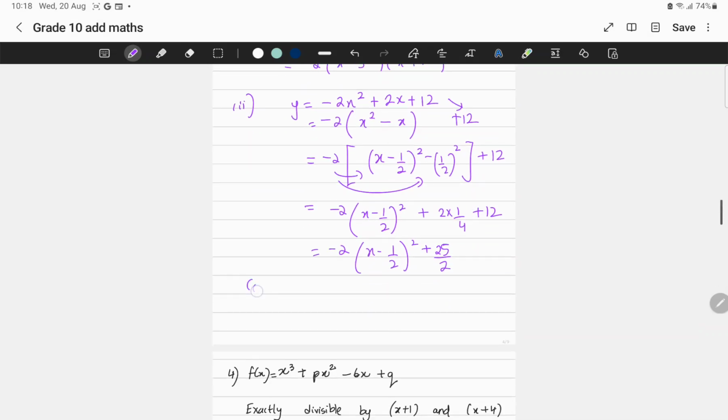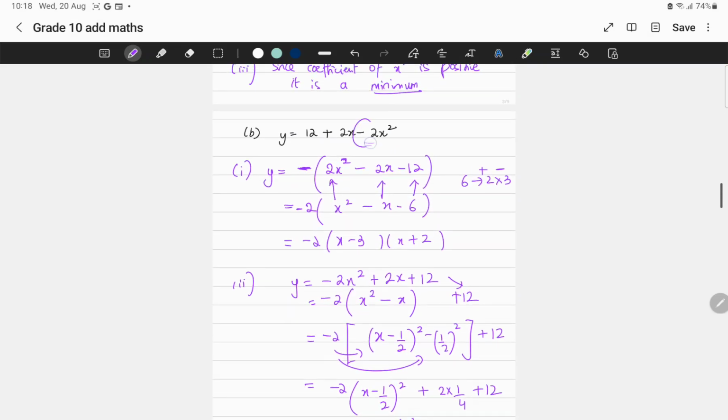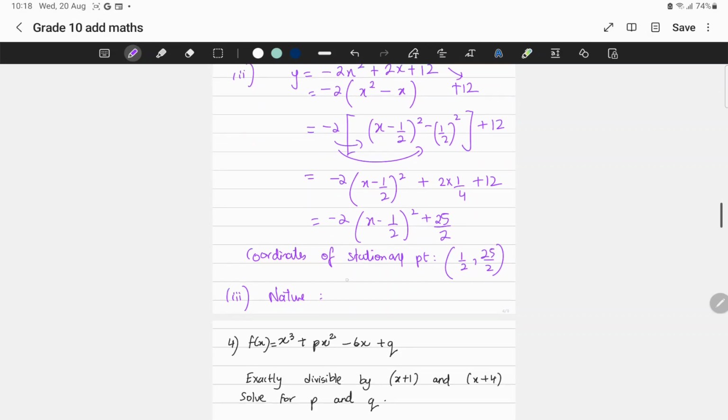Alors ici, coordinates of stationary point become half et 25 sur 2. The nature, c'est-à-dire est-ce que c'est minimum ou maximum? Dans ce cas-là, c'est maximum parce que devant x square, on a moins 2. Maximum.